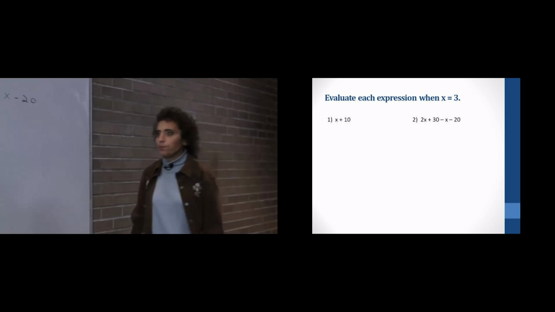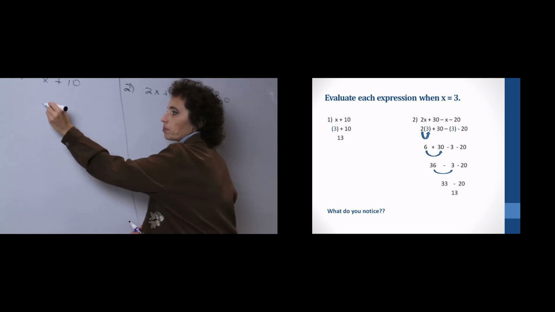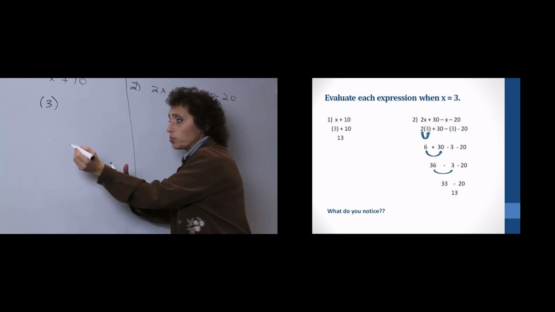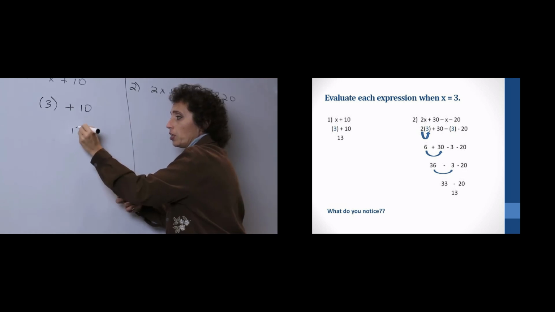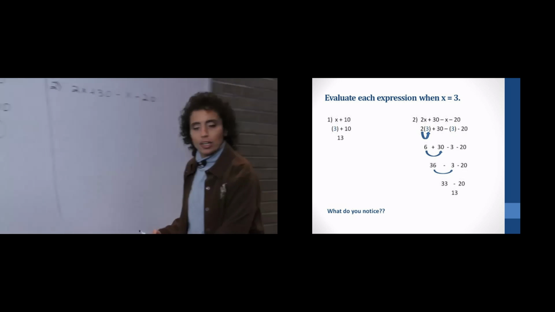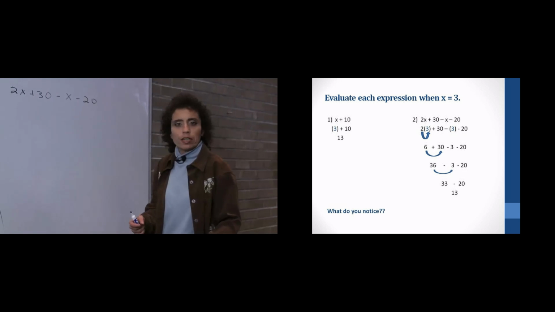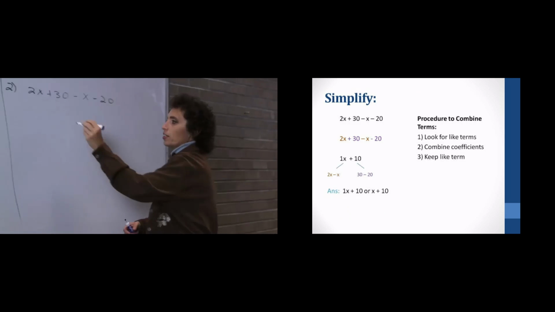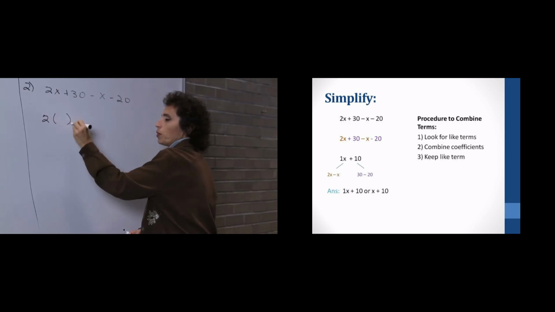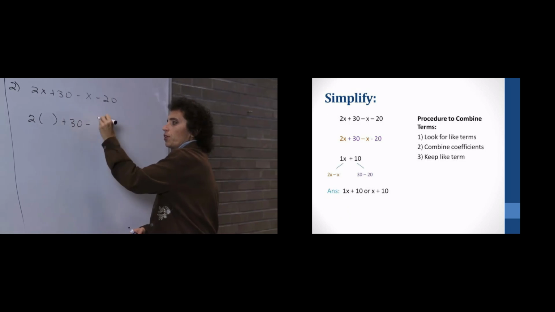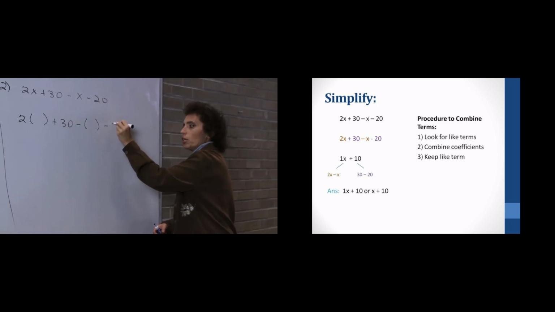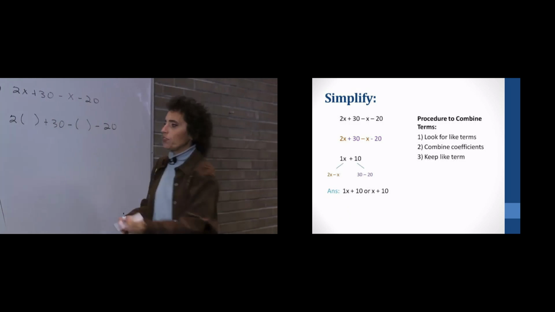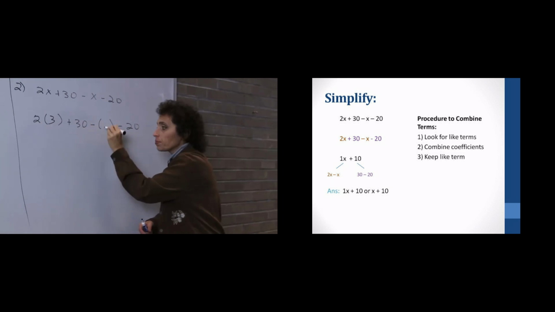All right, here we go. X is 3. Remember to use parentheses because we're substituting. 3 plus 10 is 13. That was easy. Anyway. All right, let's look at this. 2 parentheses for the x plus 30 minus parentheses for the x minus 20. In the parentheses should go 3.